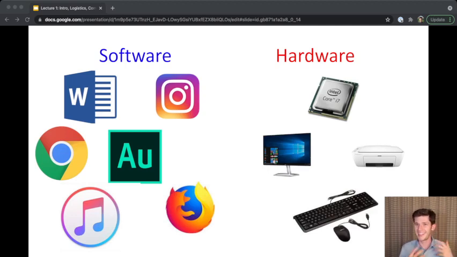On the other hand, software is the intangible part. It's the code or programs that are running on the hardware. And this is what you usually interact with every day. You use Microsoft Word, maybe. You might use Chrome for your web browser on your computer. On your phone, you might have the Instagram app installed, which is also a piece of software.